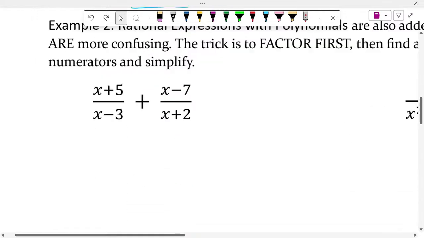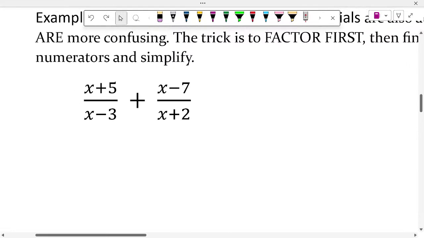All right. So now we're going to get tricky because what do we have here? Oh, we got factors, baby. Oh, no. We got factors. Get excited. Who's excited? Are you excited? I'm excited.